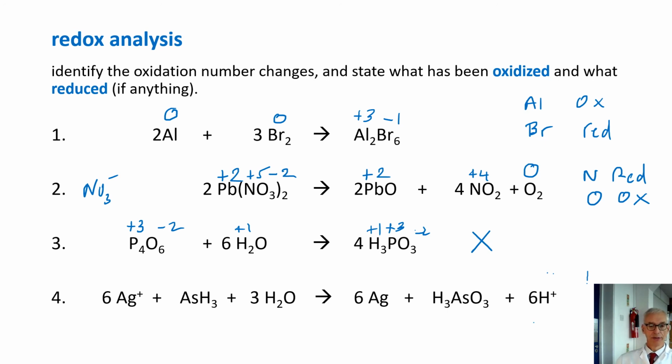Let's look at equation 4. Easy to identify the oxidation state of silver at +1 and at 0. So silver has been reduced. There's a decrease in oxidation number. Arsenic starts off, I beg your pardon, at -3 for arsenic. And over here, on the product side, it is +3. So arsenic has gone from -3 to +3. So arsenic has been oxidized.